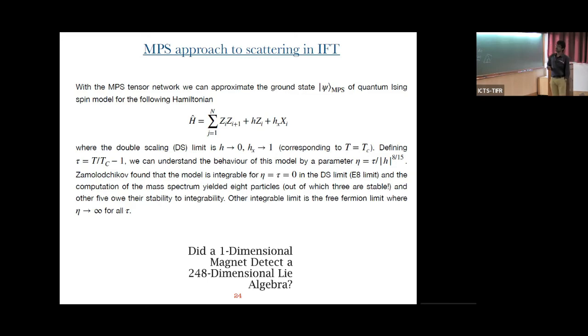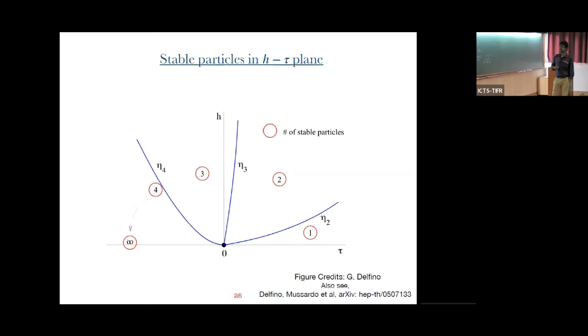He computed the spectrum, which consisted of 8 particles, in fact, out of which 3 are stable below the threshold, and 5 of them are stable because of the integrable model. It drew a lot of attention. A popular science article asked whether a one-dimensional magnet could detect a 248-dimensional Lie algebra, which is the E8 theory. It is not exactly E8, but it has E8-like properties in the spectrum we have seen. So there are different numbers of stable particles in the magnetic field and tau plane.